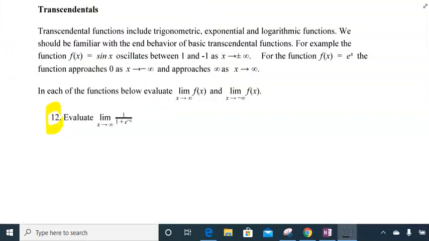Next, we will do some examples with transcendentals, and these will include functions like our trigonometric functions and our exponential functions and so on.